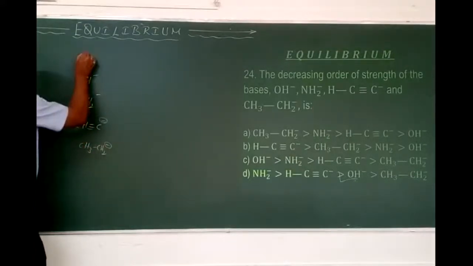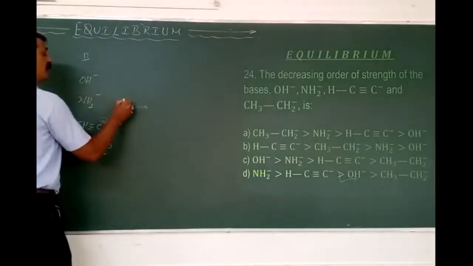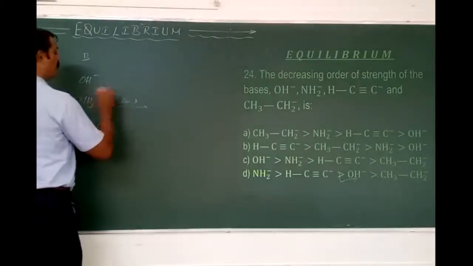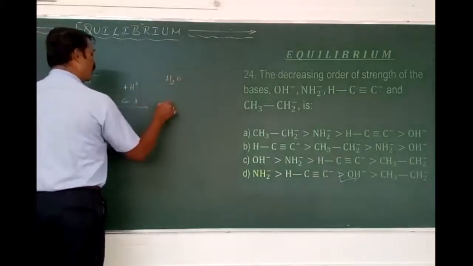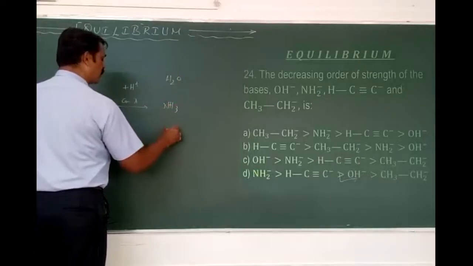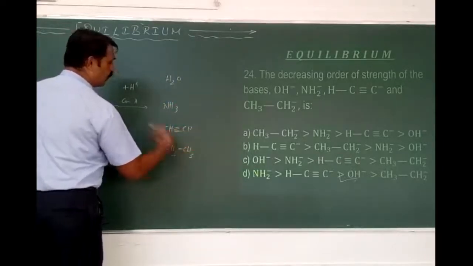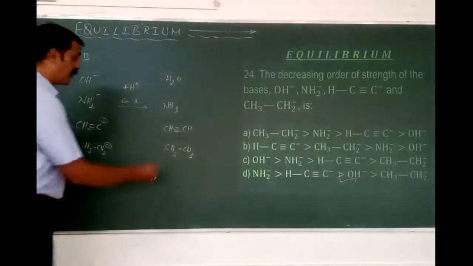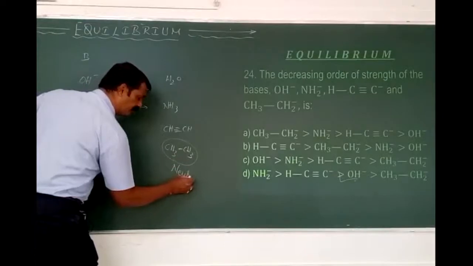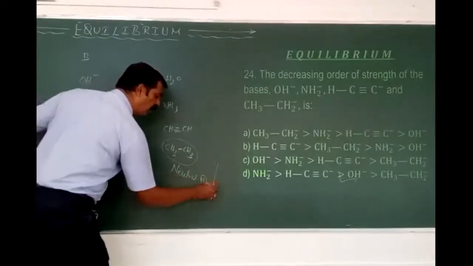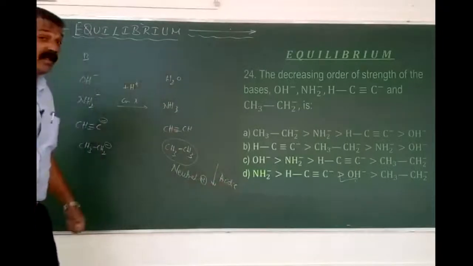First, what are these? They are the bases. Then what is the conjugate acid of each? Conjugate acids are formed by adding H plus to these. It becomes H2O, NH3, CH triple bond CH, and then ethane. As we know, hydrocarbons are almost neutral, so they are going to be the least acidic.